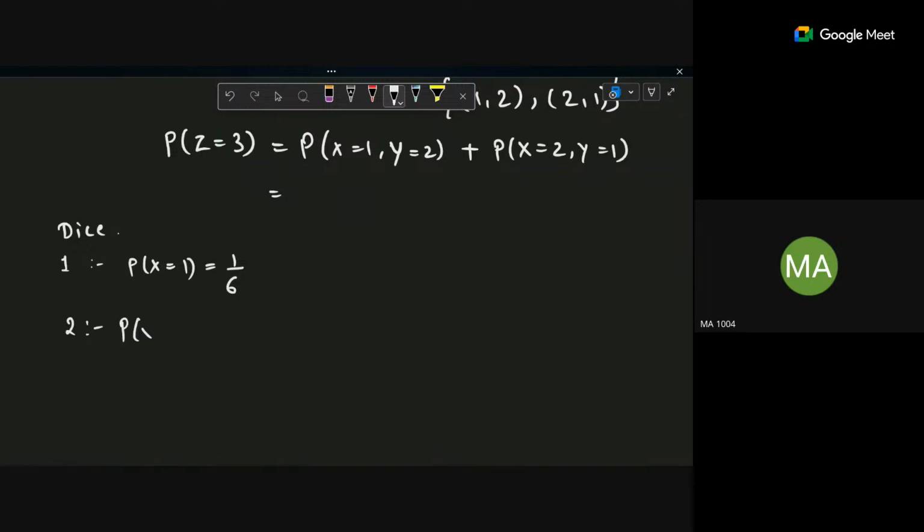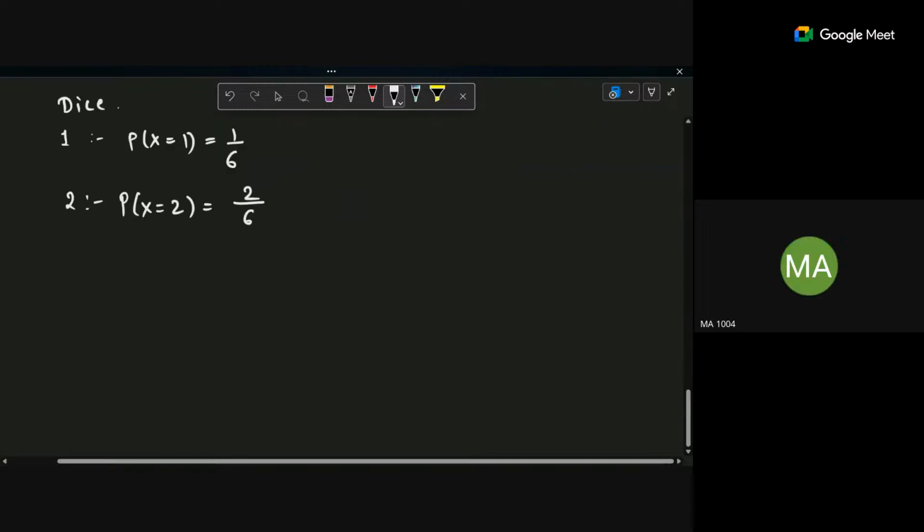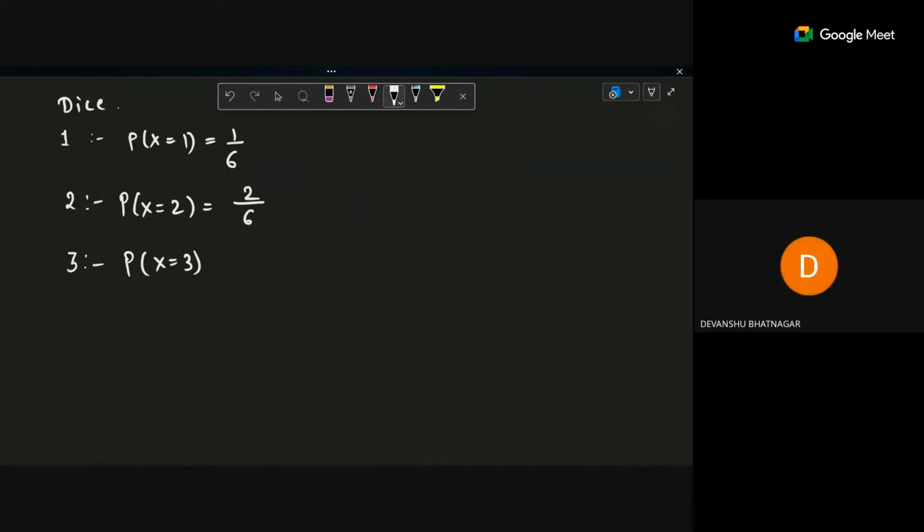That means the probability that X is taking 2 is what? How many favorable outcomes are there for the 6-sided die? 2. It's 2 by 6, right? Yes. For 3, what is the probability that your die is landing on 3? How many favorable outcomes are there? 3 by 6.